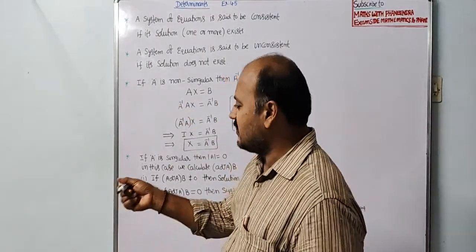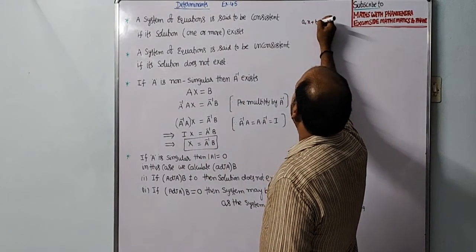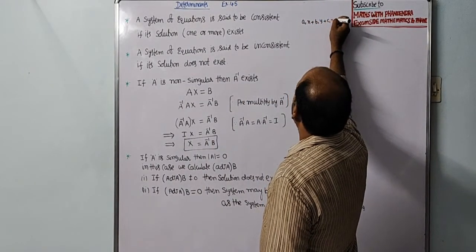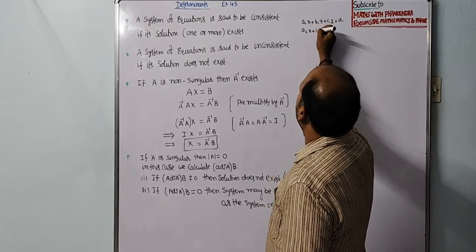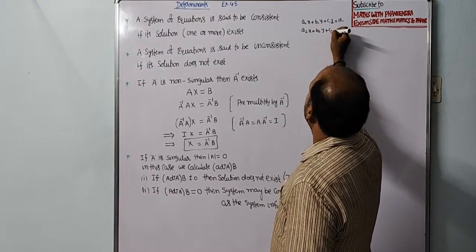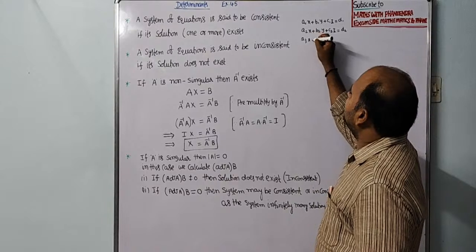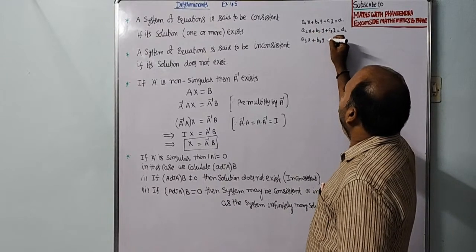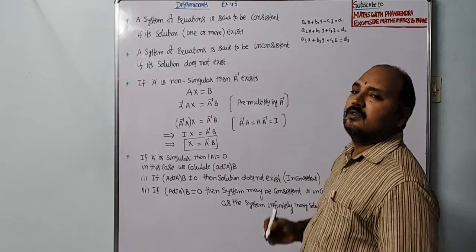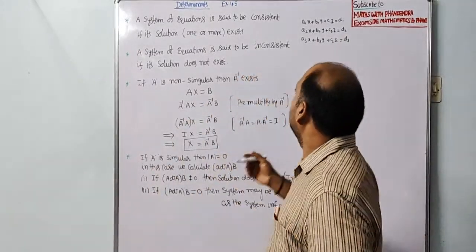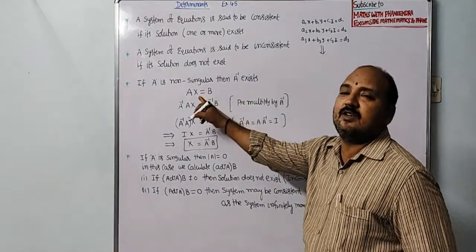Sir, how to write? I will give an example, a 3 by 3 matrix. a1x plus b1y plus c1z equal to d1. a2x plus b2y plus c2z is equal to d2. And a3x plus b3y plus c3z is equal to d3. These are the linear equations. These equations are written in the form of Ax equal to b.